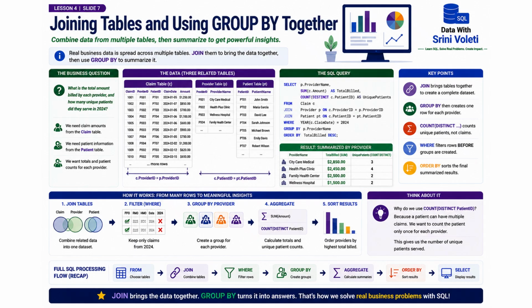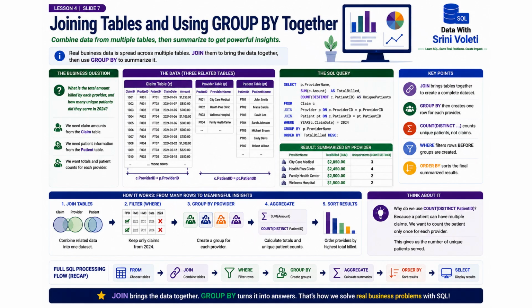Now let us calculate our summaries. Sum adds together every claim amount for each provider. That gives us total amount billed. Next we use a slightly different aggregate function. Instead of count star, we use count distinct patient ID.